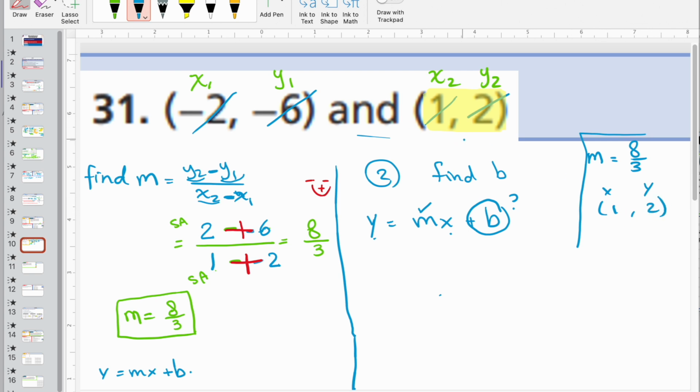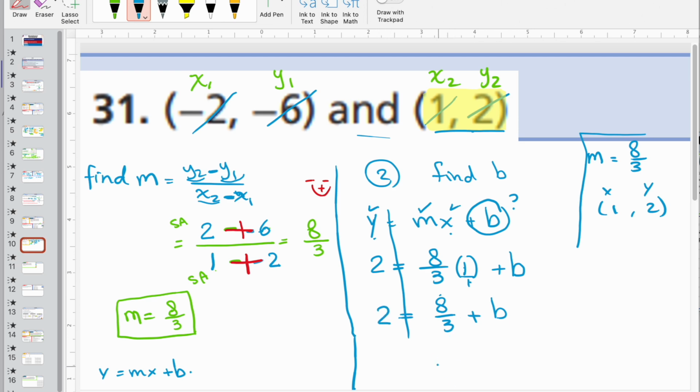Why did I choose them? Because for me they are easier to work with than negative numbers. So just substitute. I chose this point. So just put the y of it, which is 2, equals 8 over 3 is my m. X is 1. Put a bracket. Don't forget that there is multiplication. Plus b. Now this is a 1-step equation you need to solve. 8 over 3 times 1 is basically 8 over 3, plus b. By the way, in order to multiply fractions, you just put a denominator 1. 1 times 8 is 8. 1 times 3 is 3.